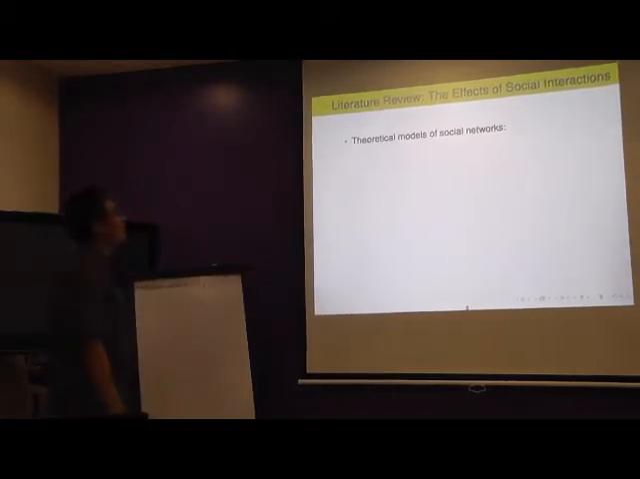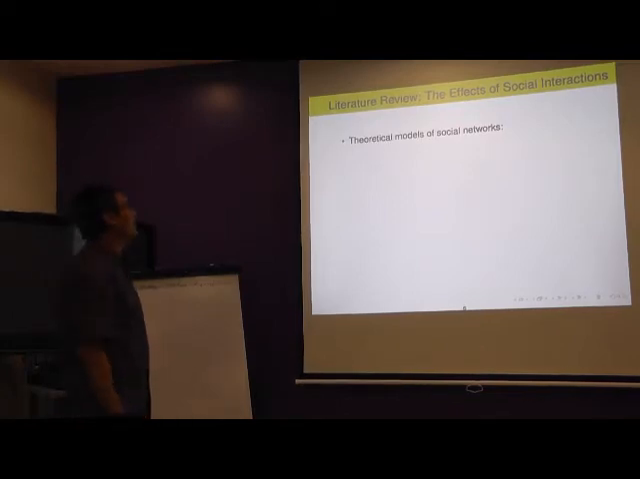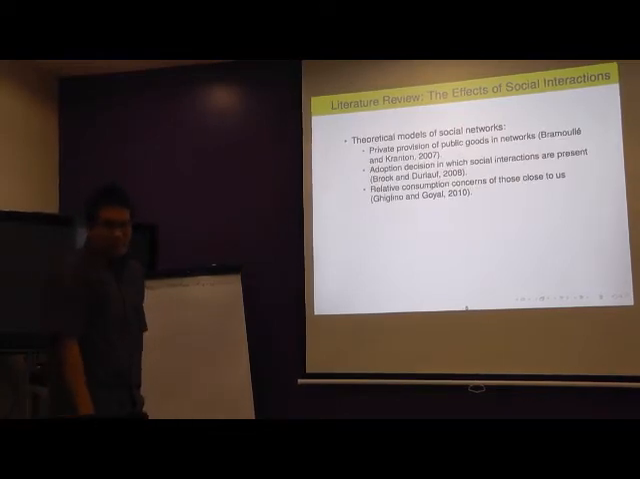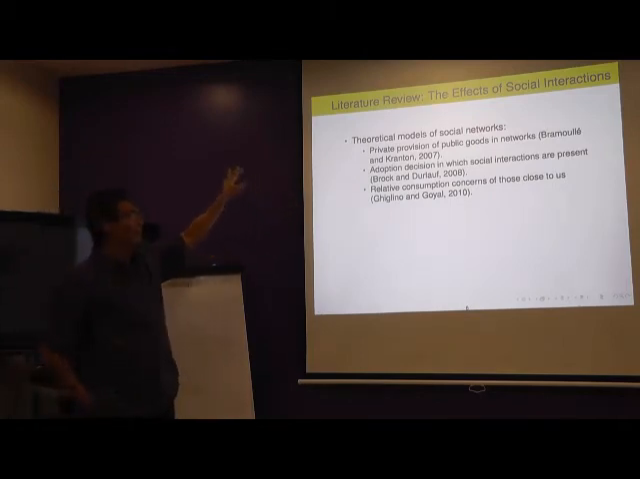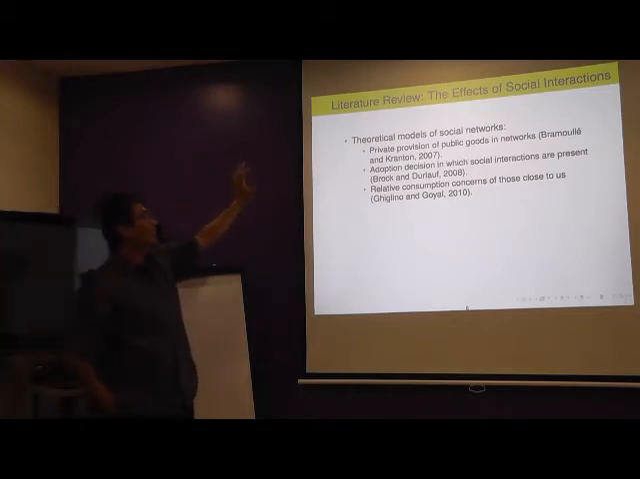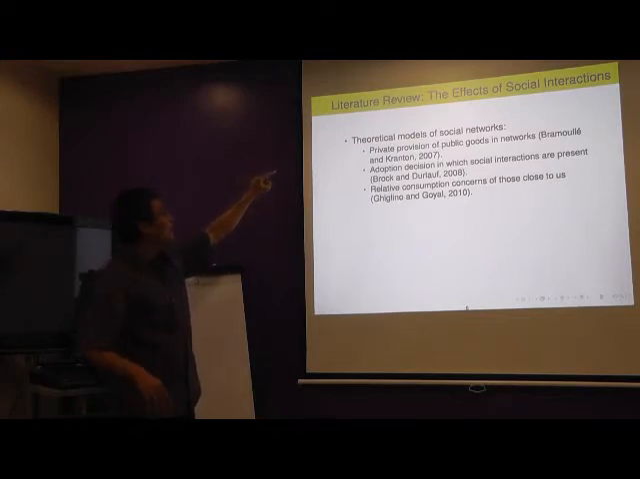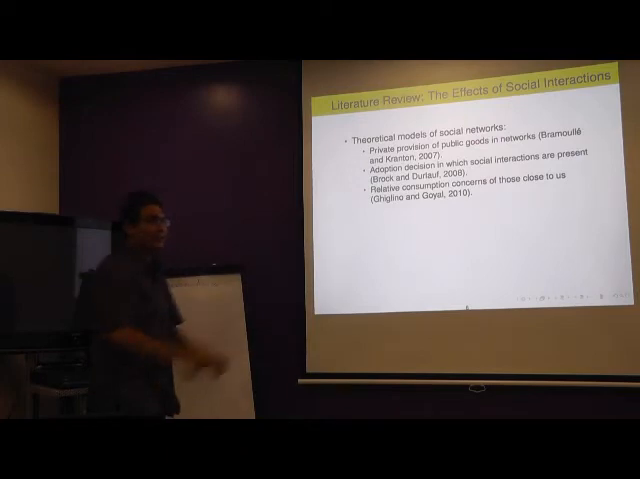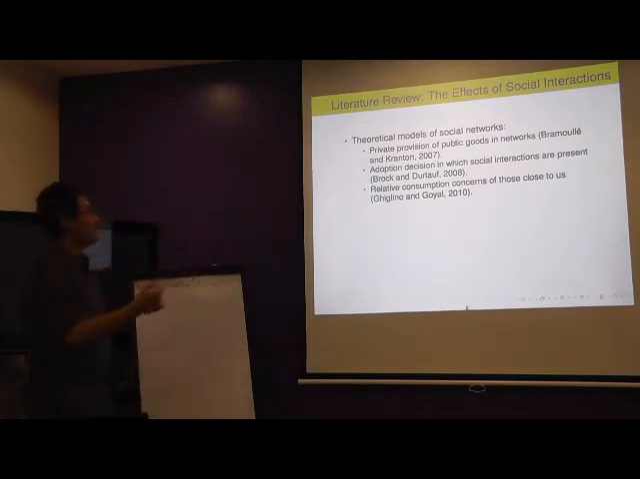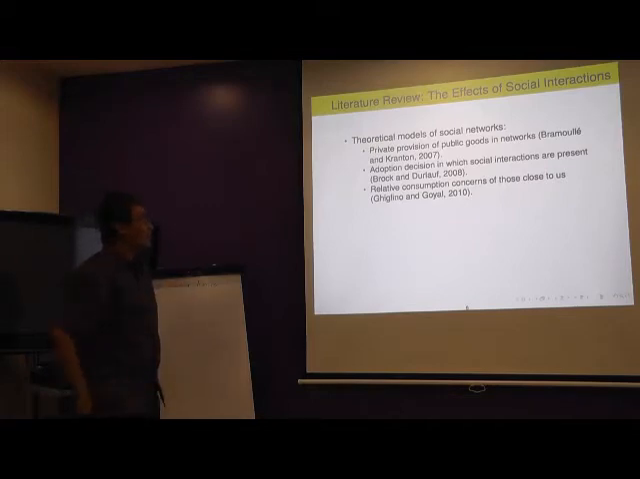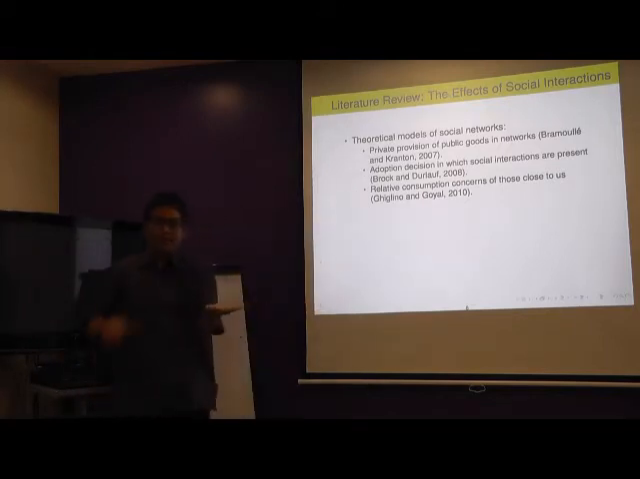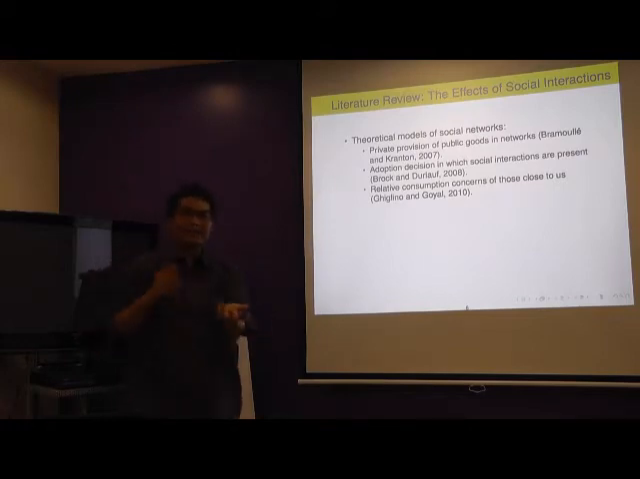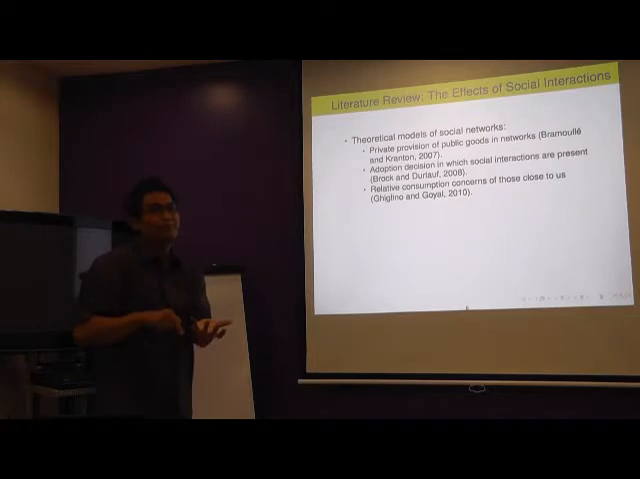Okay, so let's take a quick look at the literature on the impact of social interaction. This is a new paper from a theoretical point of view: private provision of public goods in networks. If someone is interested in experimental economics, this paper has not been tested in the laboratory. Then adoption decisions in which social interaction is present, and relative consumption concern of those close to us. Basically this paper is the basis of my paper. Instead of relative consumption, I use relative contribution to public goods.